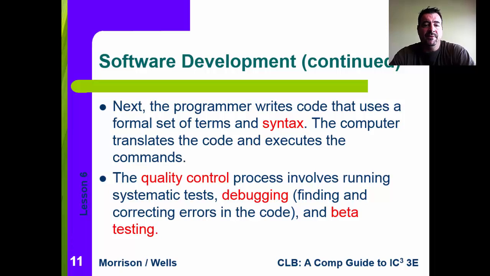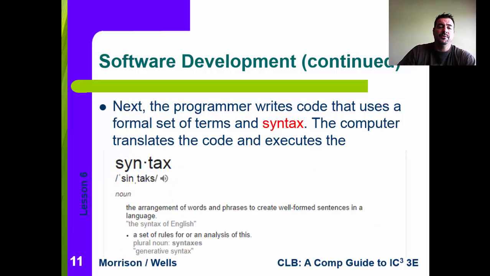The next thing that happens after a programmer sets up his flowchart is he determines what and writes code. The code uses a set of formal text and terms called syntax, and the computer translates this code and executes the commands. The word syntax is actually one of our words, and I threw up the definition for you. It's an arrangement of words and phrases to create well-formed sentences. Now that's the language part of it, but the next part is more along our lines, which is a set of rules for, or an analysis of, language.